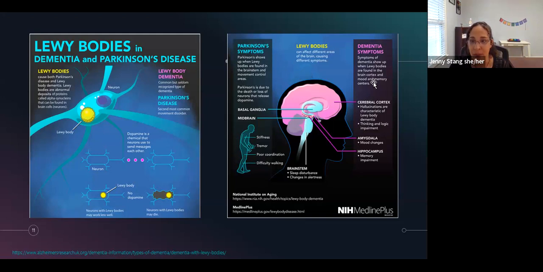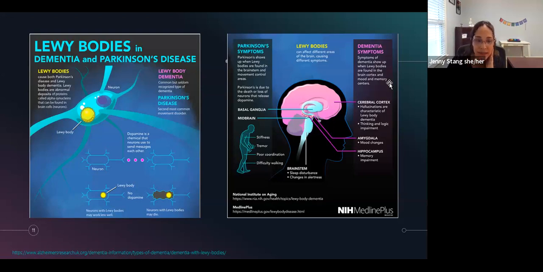Dementia symptoms of Lewy bodies show up when they are found in the brain cortex and mood and memory centers. So if they're in the cerebral cortex, you might see the symptoms of hallucinations and thinking and logic impairment. If they're in the amygdala, you'll notice mood changes. And if they show up in the hippocampus, there'll be impairment of memory, okay?